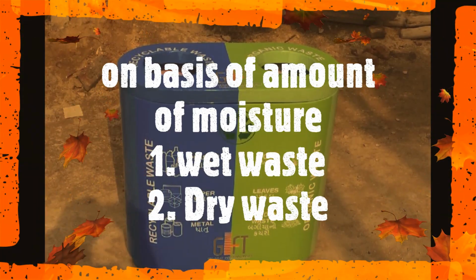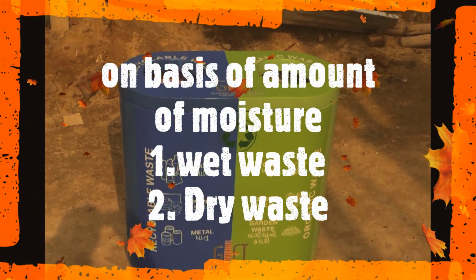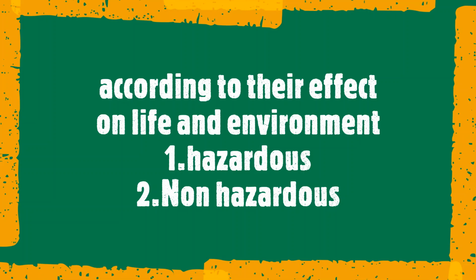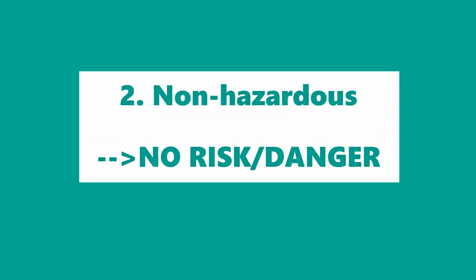On the basis of the amount of moisture, it's of two types. First one, wet waste, and second one, dry waste. According to their effect on life and environment, there are two types: hazardous waste and non-hazardous waste. First one, the hazardous, the name itself says some kind of danger or risk. They are toxic and harmful, inflammable, very reactive, corrosive, explosive, maybe from hospitals, industries, and domestic. And non-hazardous means, as the name itself says, that there is no danger or risk.